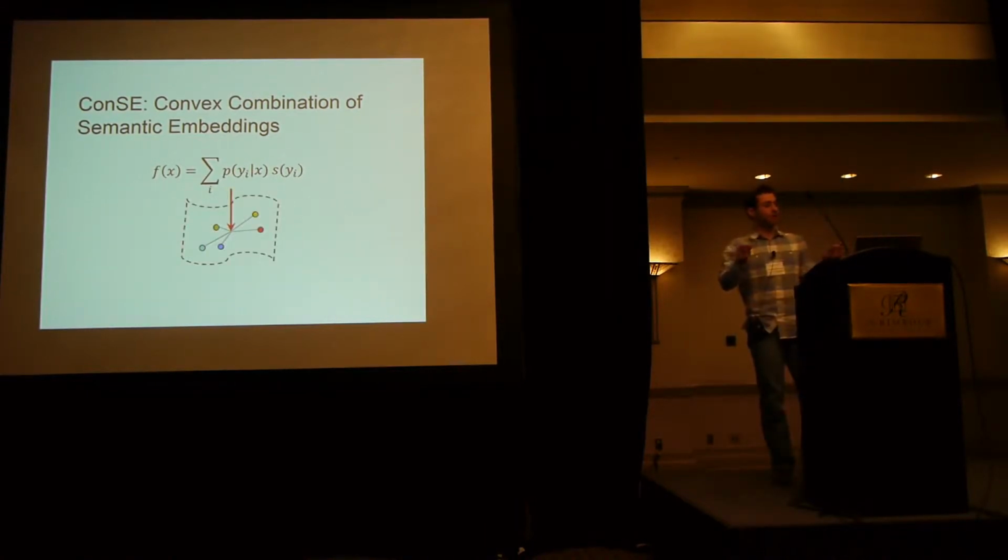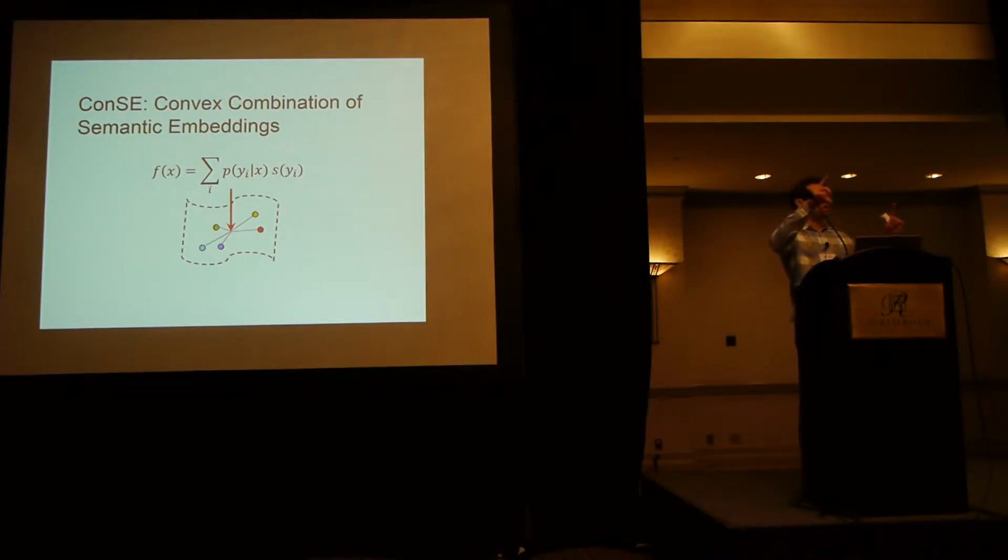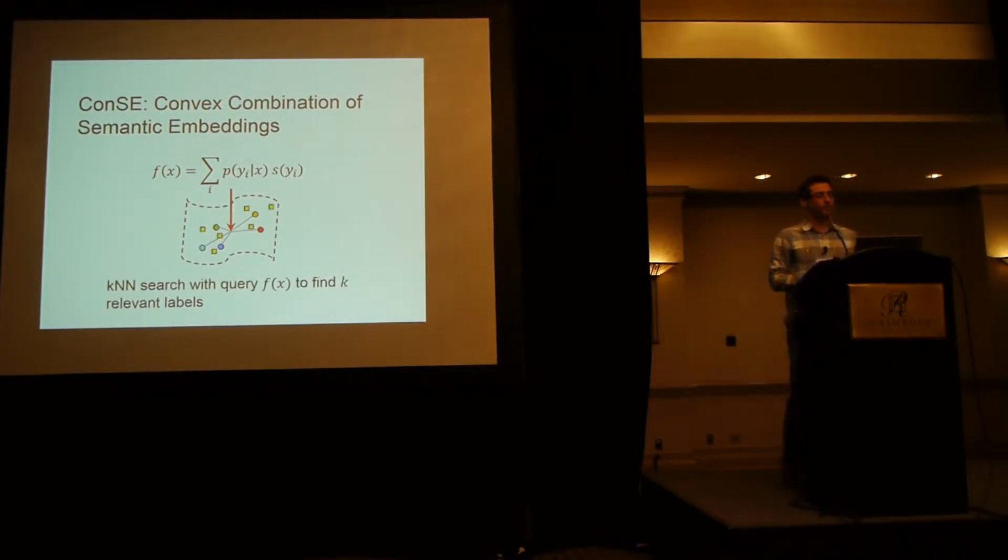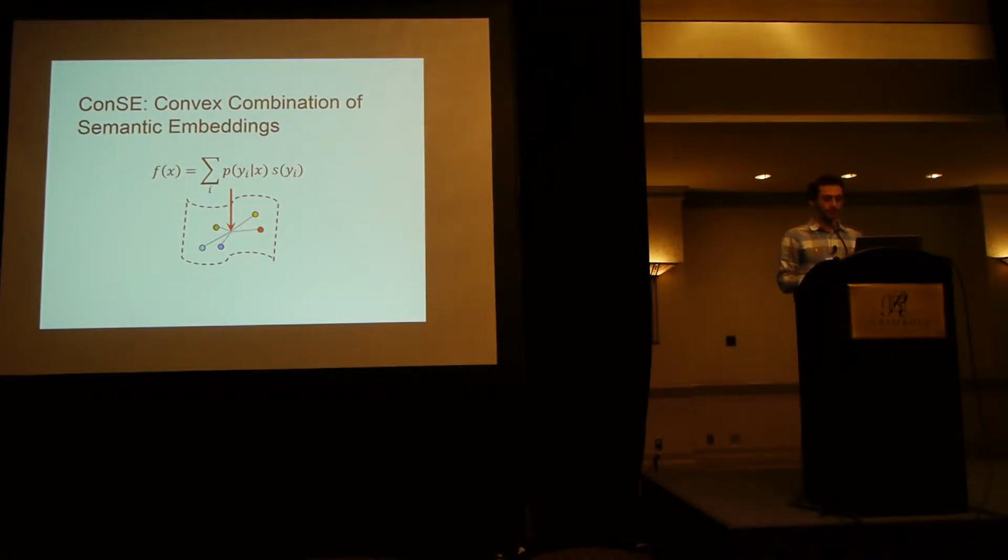This gives us a point in the middle of the embeddings for all of these training points. So we call this convex combination of semantic embeddings because all of the probabilities sum to 1. Now we do a k-nearest neighbor search with query f(x) to find the k most relevant labels, and that's essentially the classification.